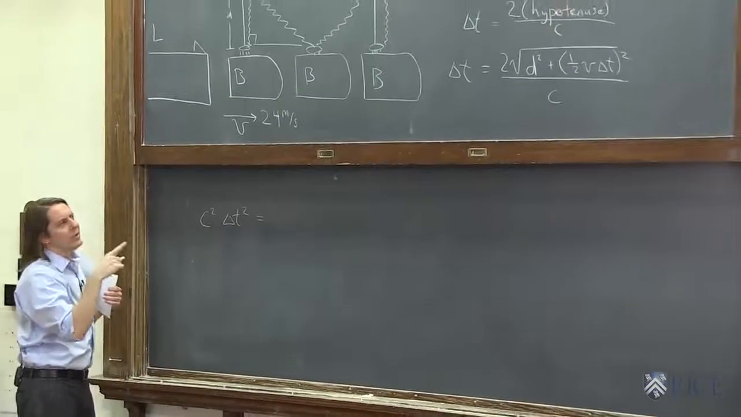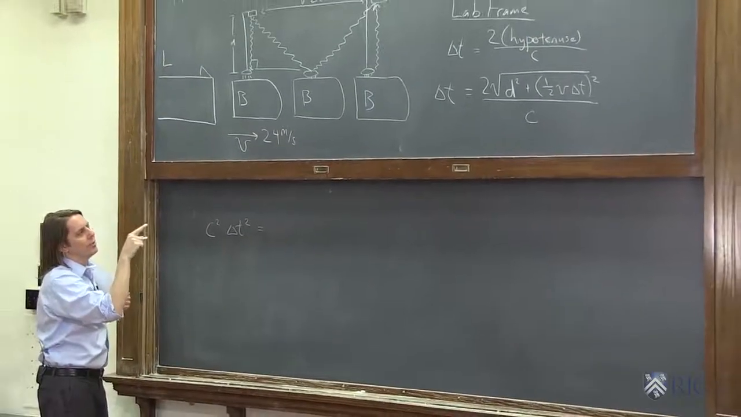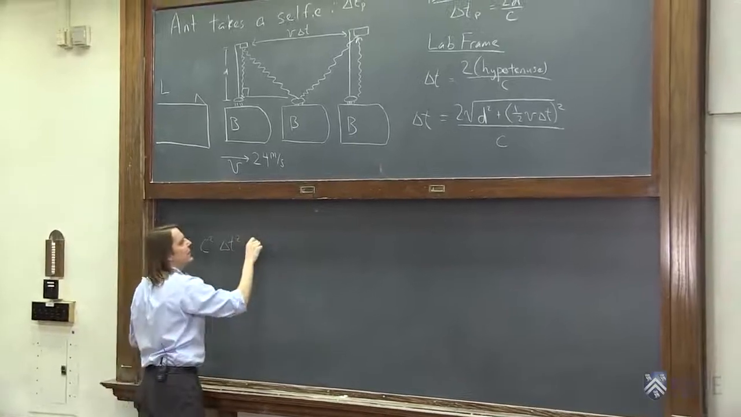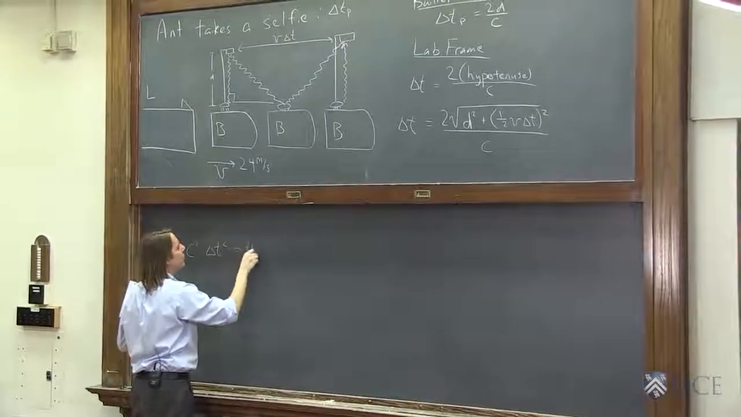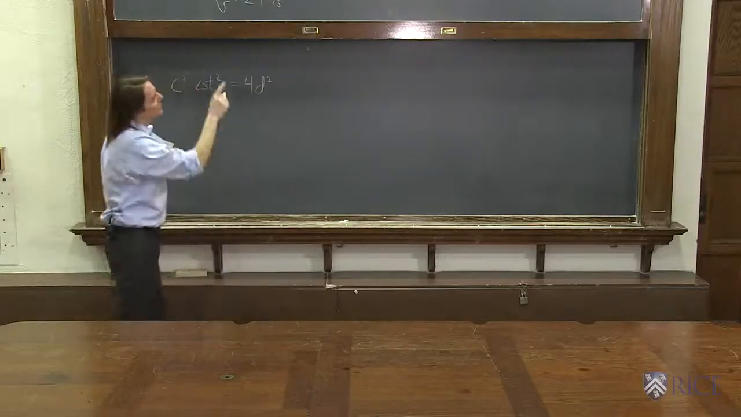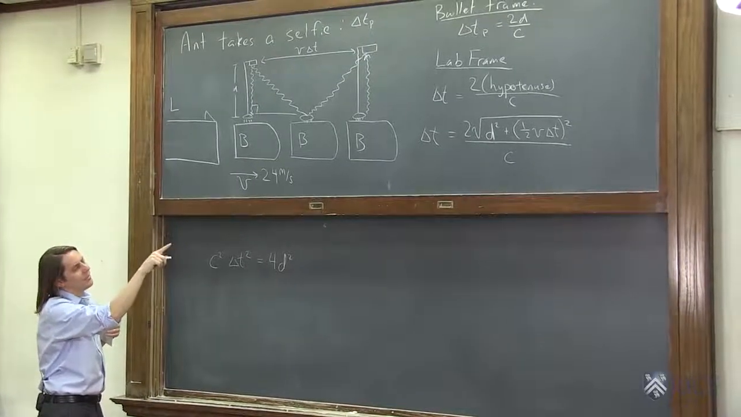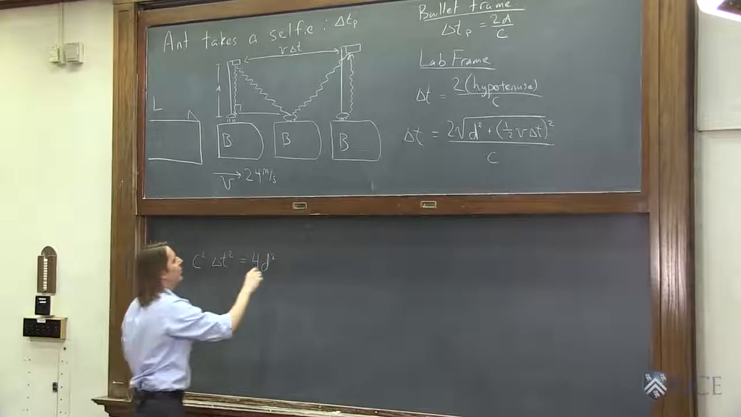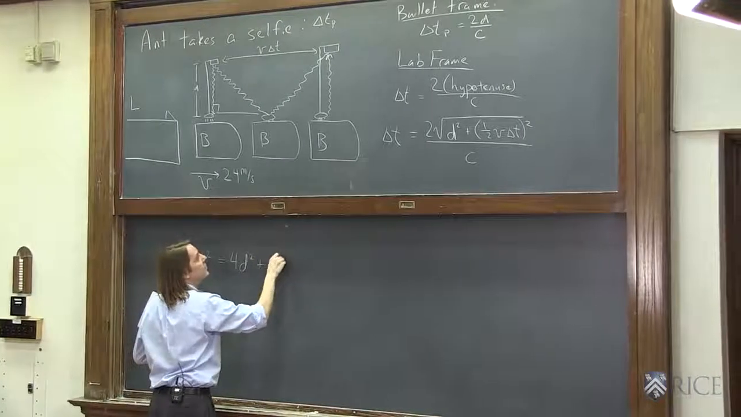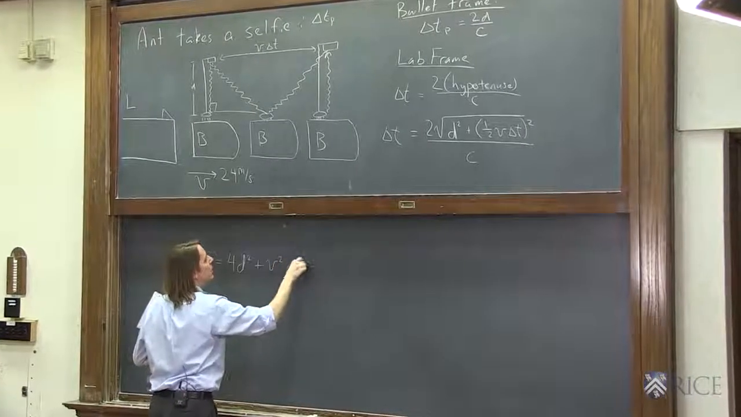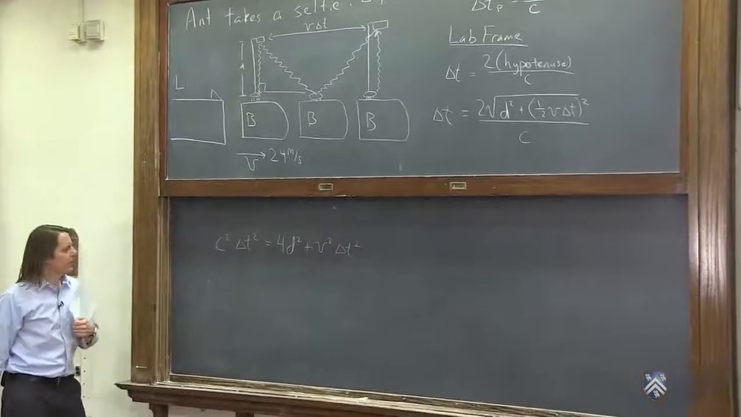And the right side, let's see, we're going to square the 2 to make a 4. And the square root goes away. It's going to be 4d squared. And then times, we've got to square that thing underneath. The half squares to a 1/4, cancels the 4, plus v squared delta t squared. All right.